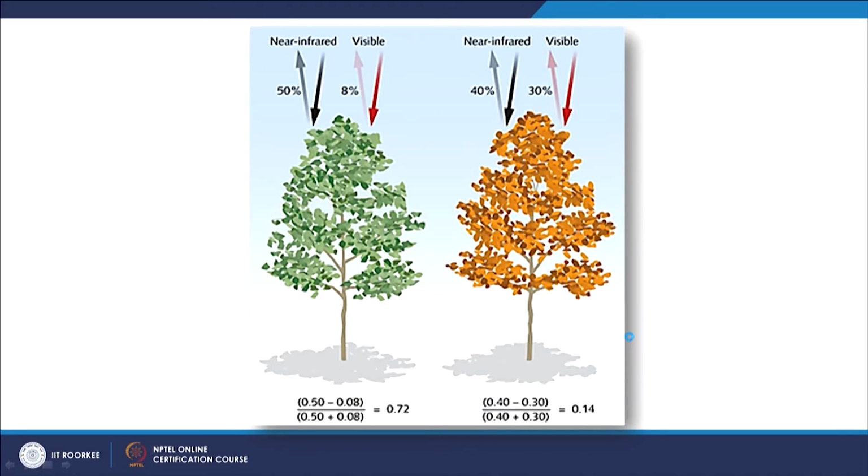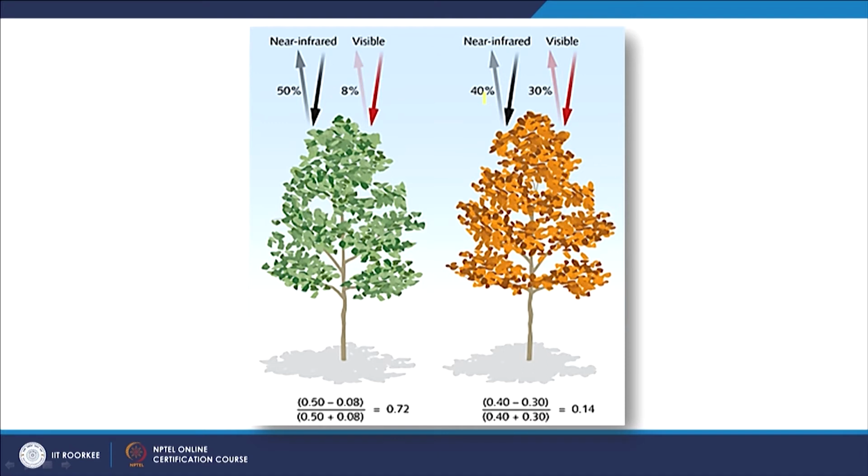For example, here are 2 examples. On the left side you have healthy vegetation, and on the right side you have vegetation under stress, or maybe in the case of deciduous trees, the leaves are about to fall. If this is the scenario and we create a vegetation index, what would happen? In the infrared channel, 50%, this is schematic, 50% reflection is going back to the sensor in the case of healthy vegetation, whereas in the red part of the visible channel, it is only 8%. If you compare this with vegetation under stress or drying vegetation, only 40% in infrared is going, whereas in visible red it is 30%.